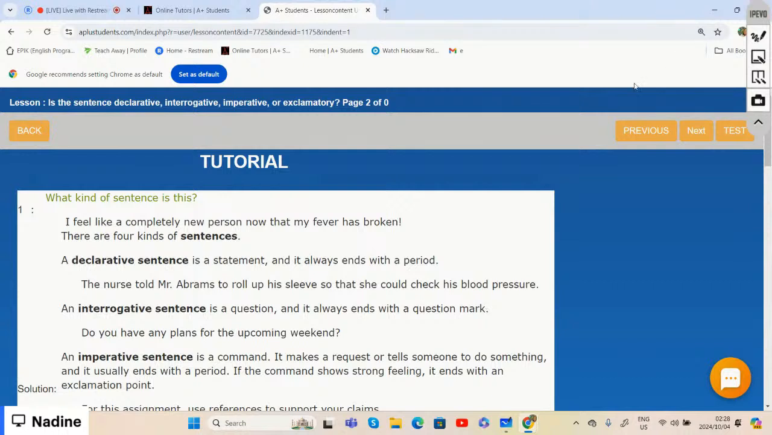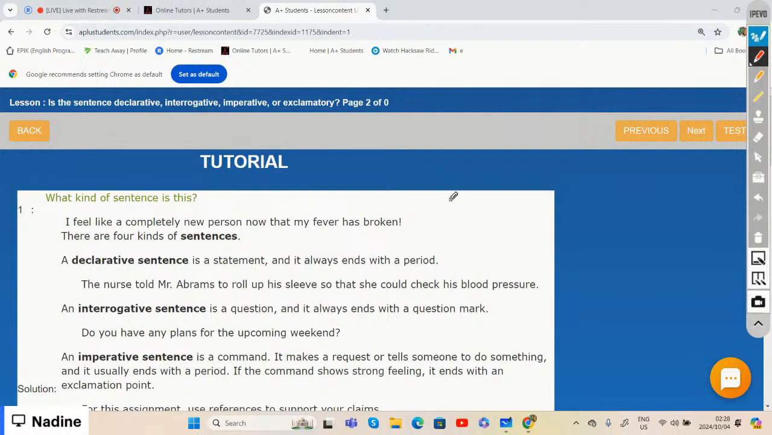And if we were to say what kind of sentence that is, then yes, we would say it is an exclamatory sentence. It is an exclamatory sentence. Well done.